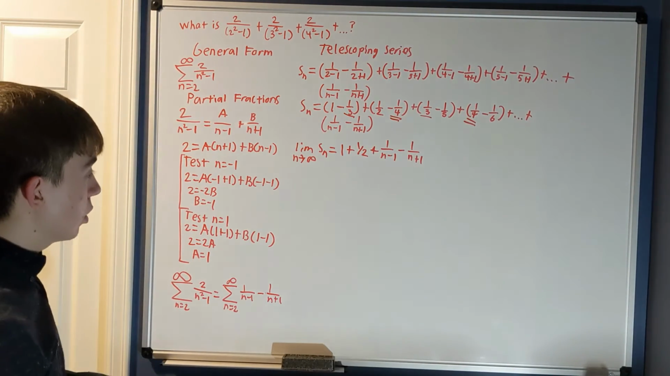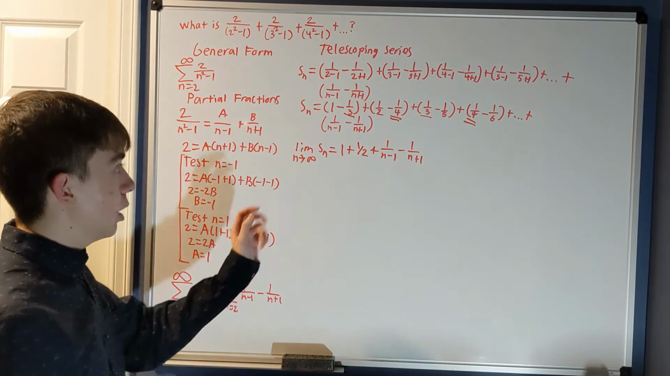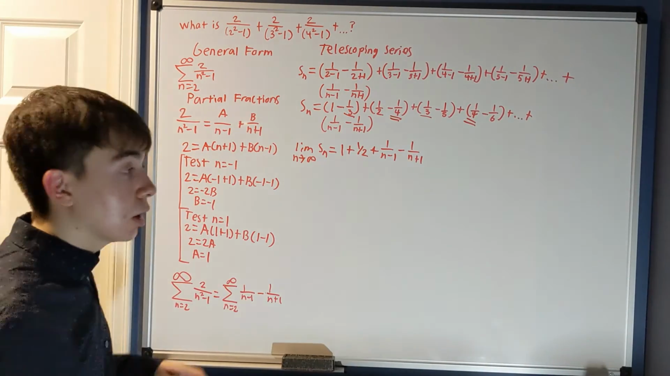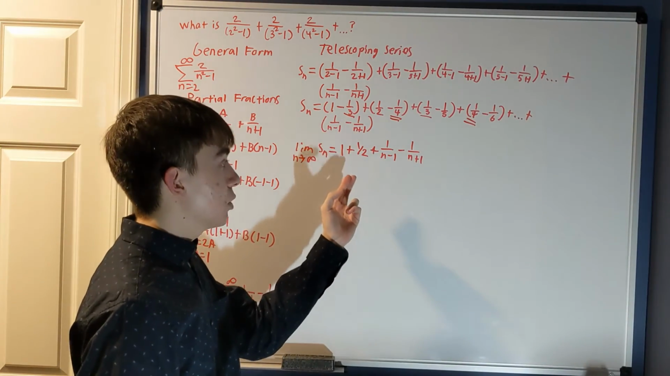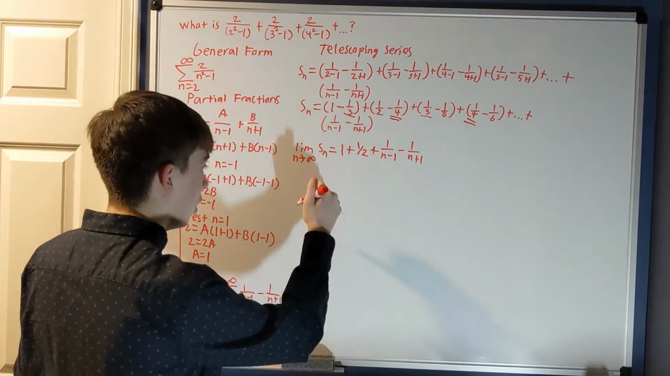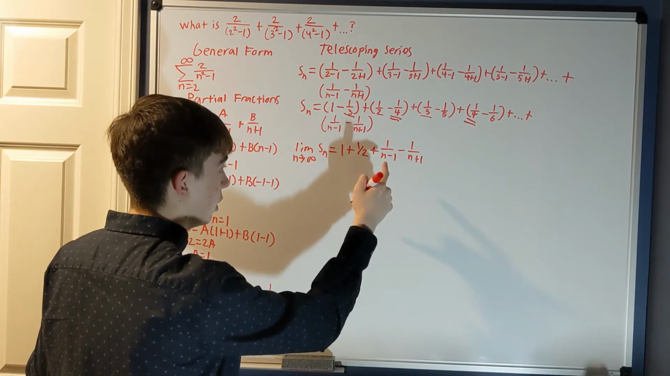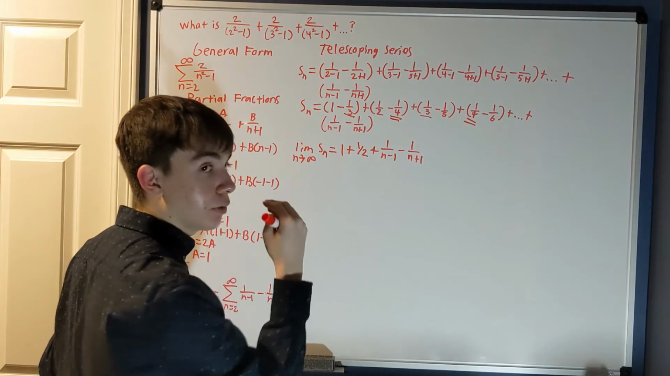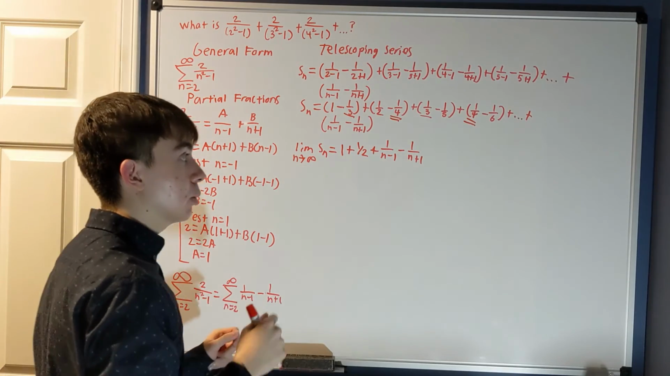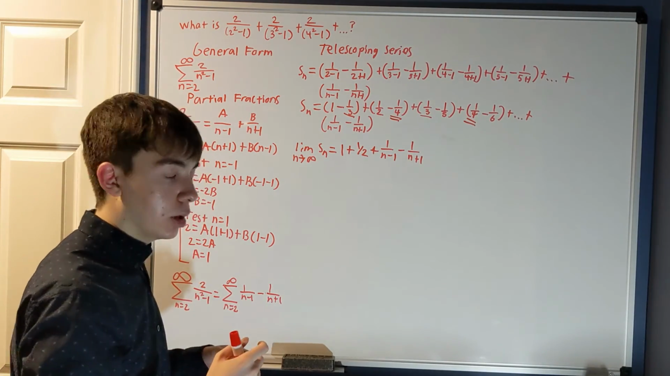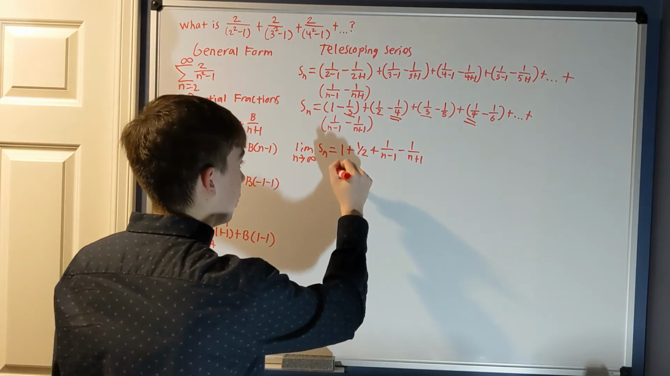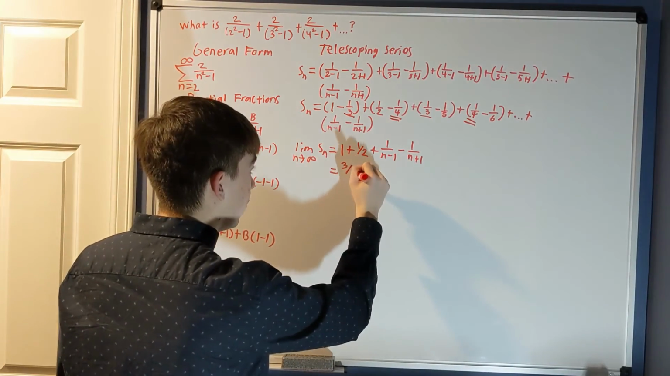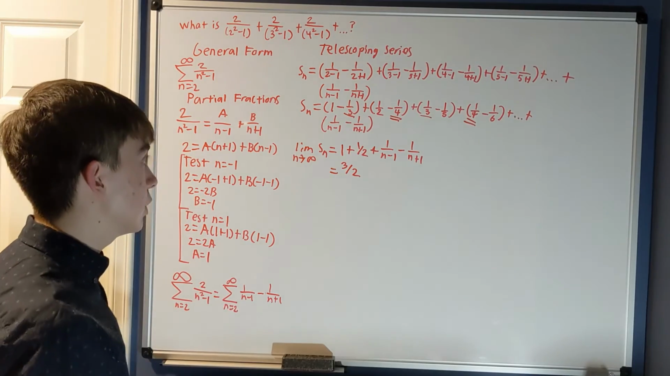Okay, so we're taking the limit as n approaches infinity of these terms. The limit as n approaches infinity of 1 will remain 1. The same goes for 1/2. Now, if we take the limit as n approaches infinity of 1 over n minus 1, this will converge to 0. And the same goes for 1 over n plus 1. So what our series ends up simplifying to is 3/2. And this will be the summation of the entire series.